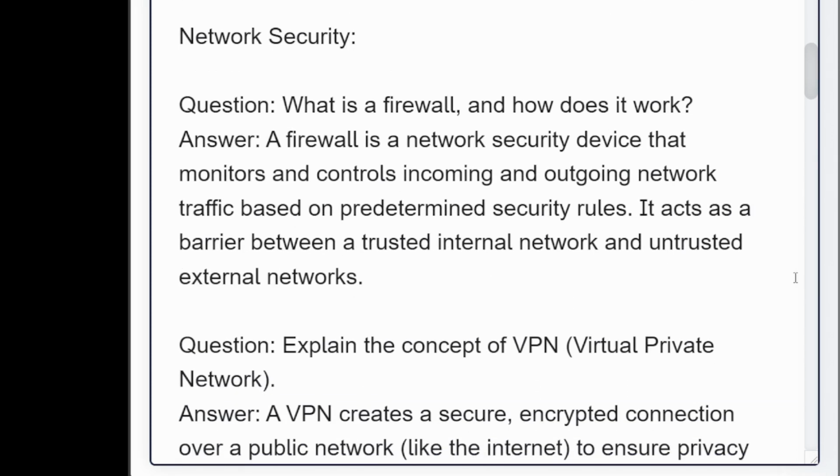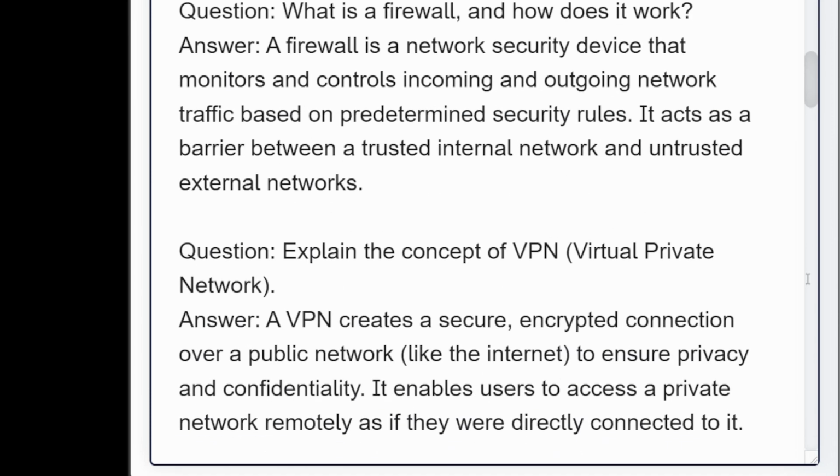Question: what is a firewall and how does it work? Answer: a firewall is a network security device that monitors and controls incoming and outgoing network traffic based on predetermined security rules. It acts as a barrier between a trusted internal network and untrusted external networks.